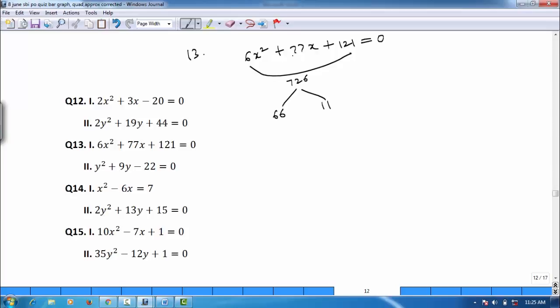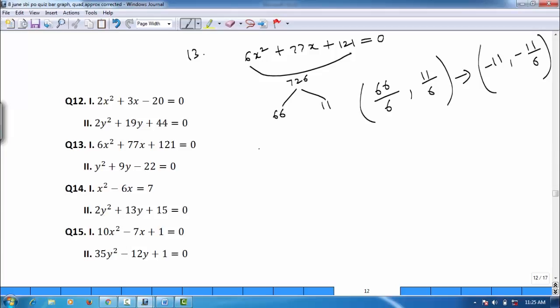as 77. Now we'll divide these two numbers by the coefficient of x square, that is 6. So that will be equal to 66 by 6 comma 11 by 6, and on changing the signs we get the required roots, that are minus 11 and minus 11 by 6.